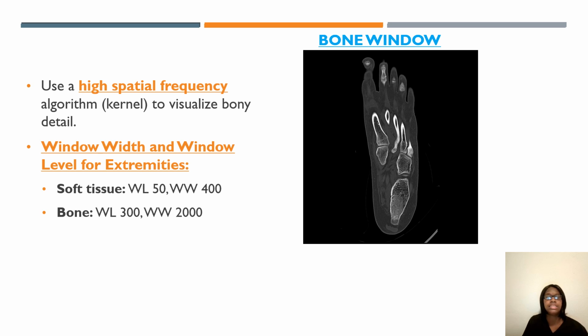This is a CT of your foot. Just know that this is in bone windows. Know your window width and your window level for your extremities. These are the numbers for soft tissue and bone for your extremities. So just make sure that whenever you send your images over after you have done the scan, they are in soft tissue and bone windows for the radiologist.